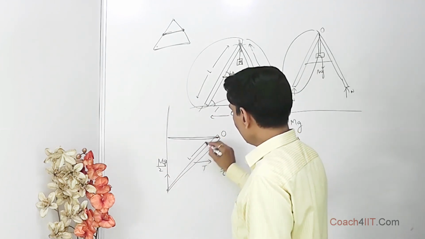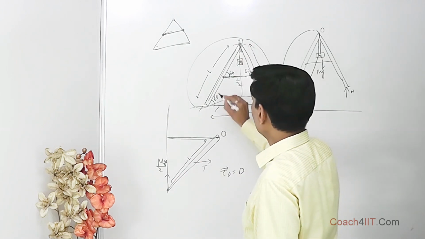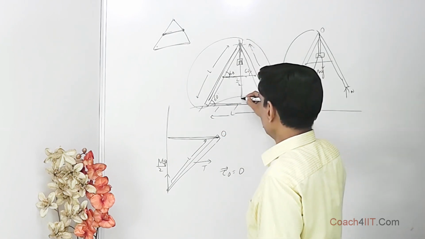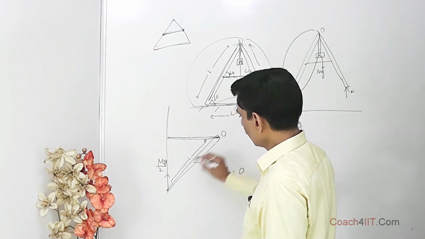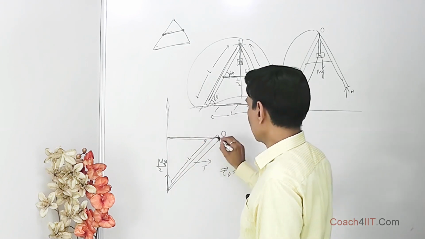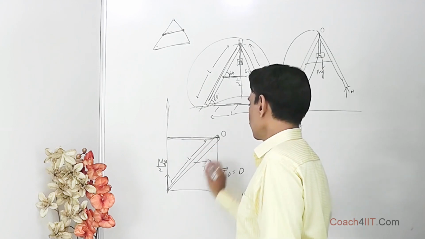And if this is L, we know this is 60 degree. If this is L, so this is L cos 60 degree, and this is L sin 60 degree. So this is force, this is line of force, this is acceleration. We have to find this. That is, either we say this or this, same thing.